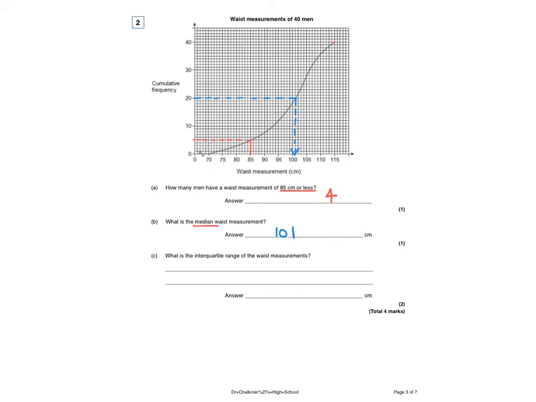Now, the interquartile range. Well, a quarter of the way through 40 is 10, so we need to go along here to find our lower quartile.